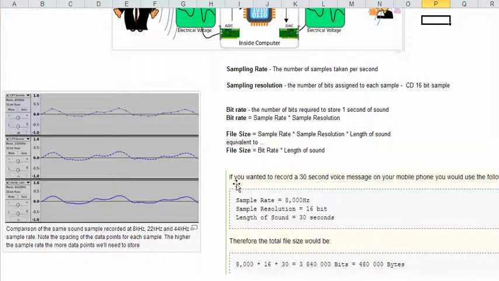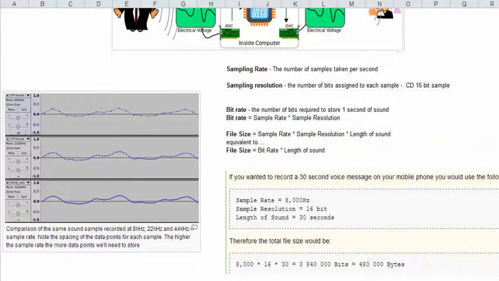Let's look at this example. If we want a 30-second voice message on a mobile phone, we have a sample rate of 8000 Hz or 8 kilohertz, a sample resolution of 16 bits, and the length of the sound will be 30 seconds. We can calculate it by multiplying 8000 times 16 times 30, which gives us bits; divided by 8 will give you the bytes, because there are 8 bits in a byte.